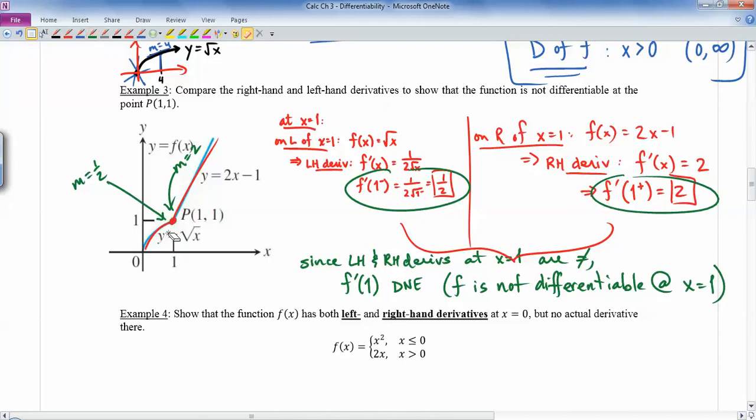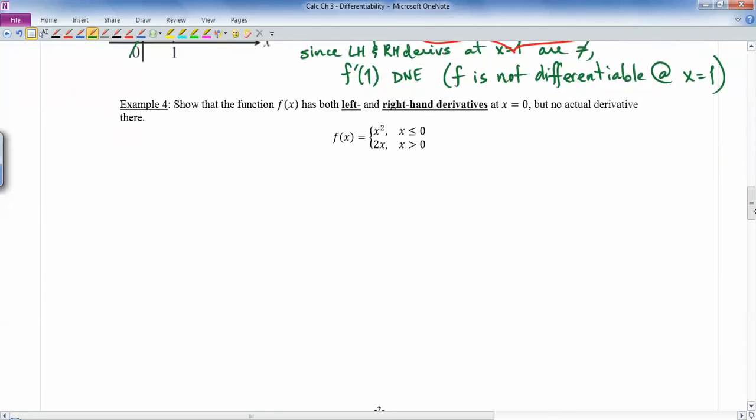And if you look at the picture, you can draw a tangent line here, you can draw a tangent line there. Can't draw a single tangent line here. There are a whole bunch of tangent lines you could draw through there that work. So it doesn't have a single derivative there. In fact, it's got, in a sense, two different kinds of derivatives, one on the left, one on the right. Okay, and we'll do example 4 also.